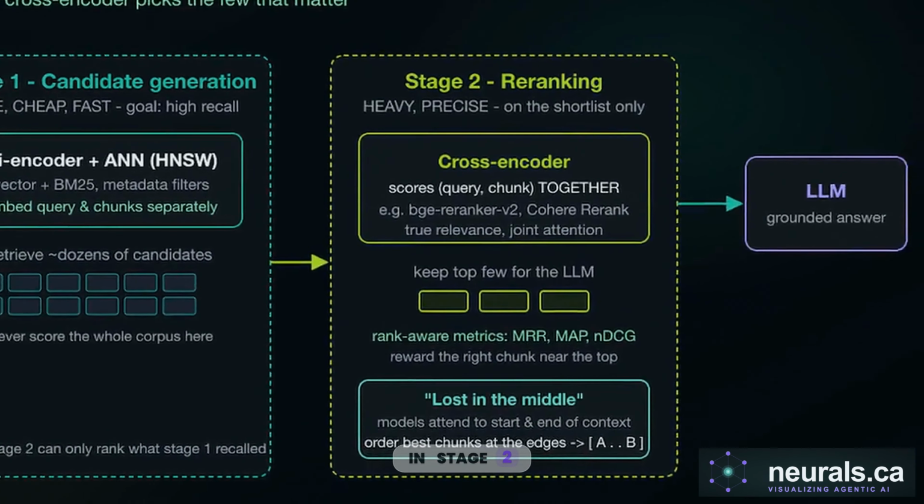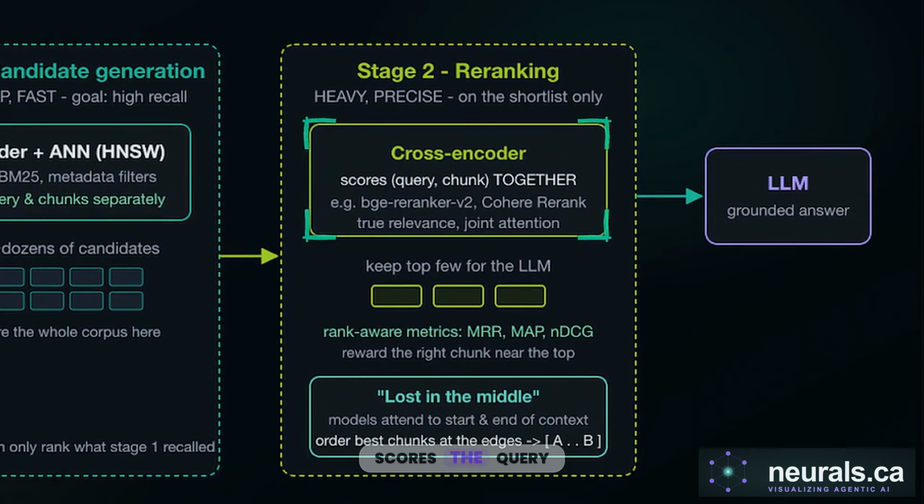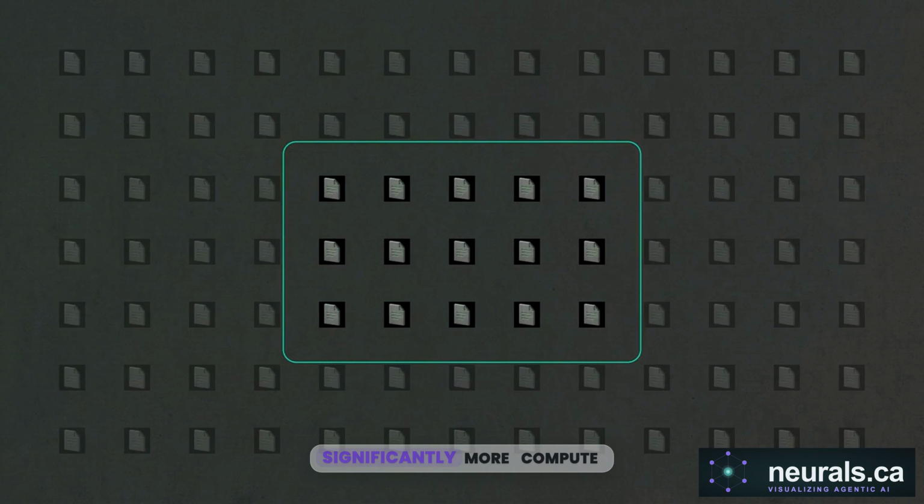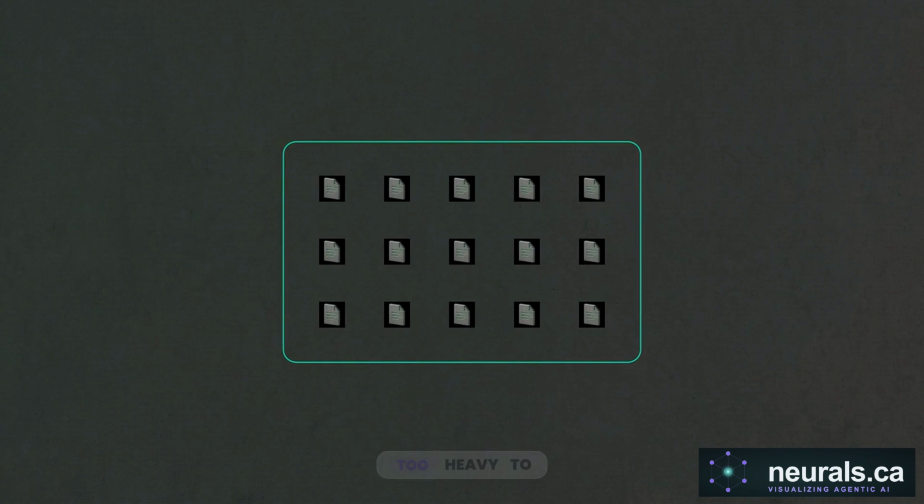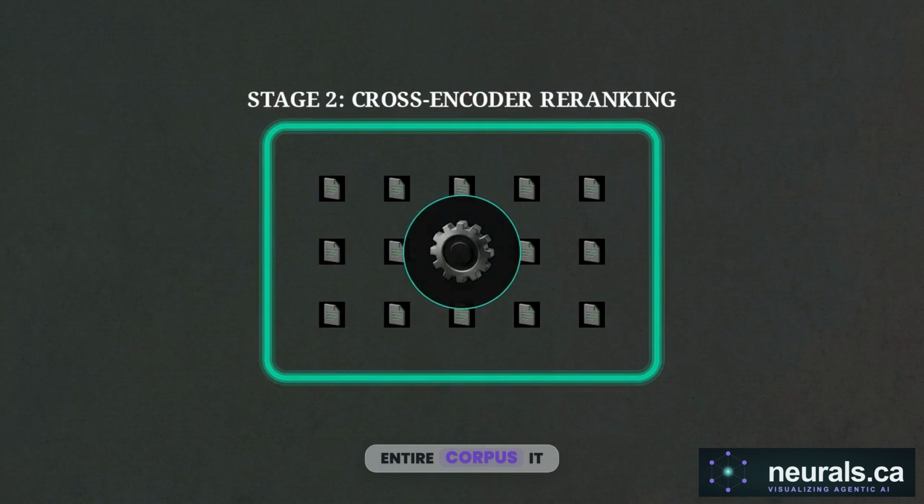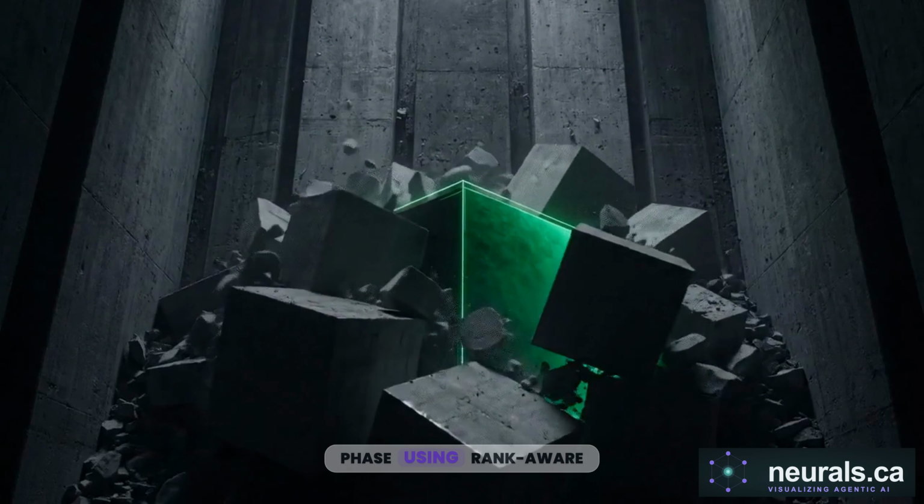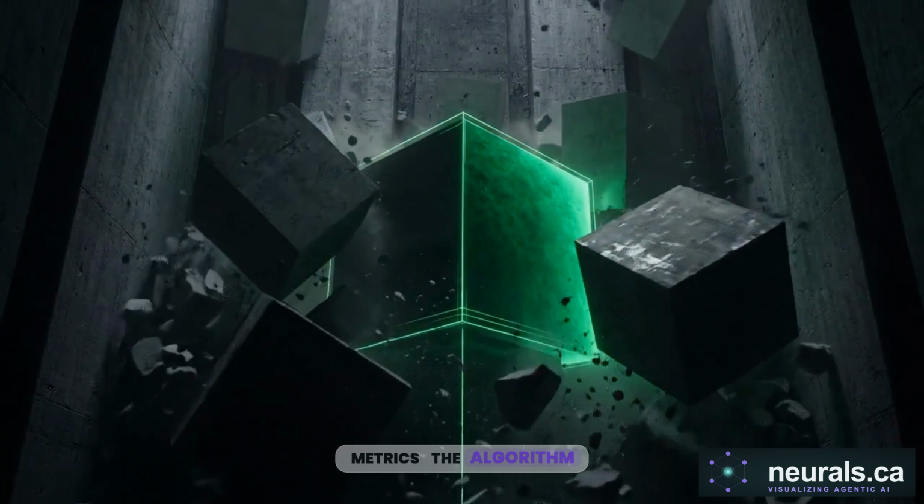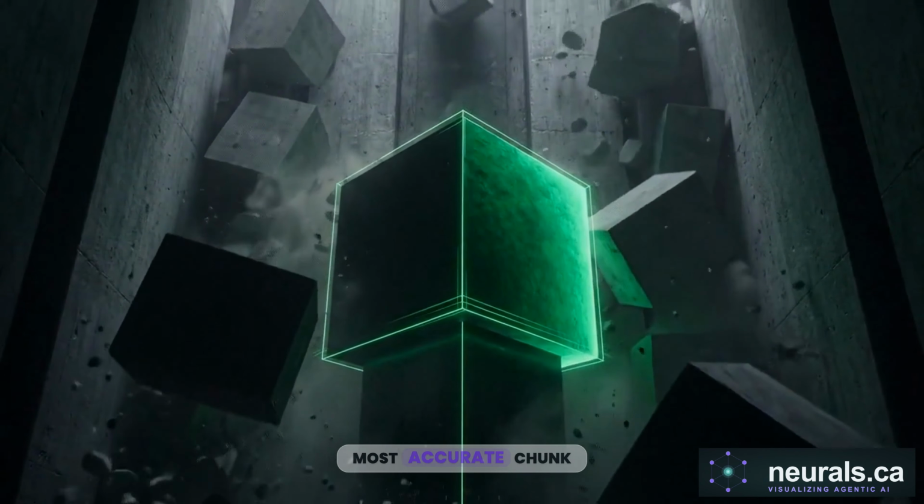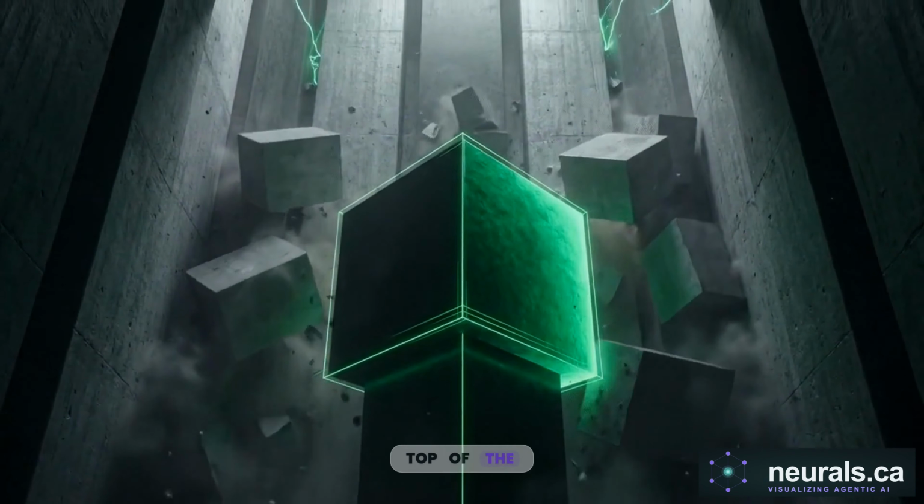In Stage 2, a heavy cross-encoder scores the query and chunk together, processing joint attention to establish true relevance. Because scoring them together requires significantly more compute, a cross-encoder is too heavy to run on the entire corpus. It must be strictly bottlenecked to the Stage 1 shortlist. We measure the success of this phase using rank-aware metrics. The algorithm forces the single most accurate chunk to the absolute top of the list.